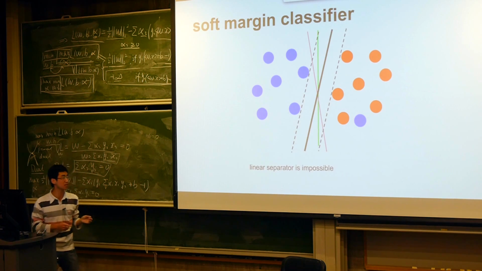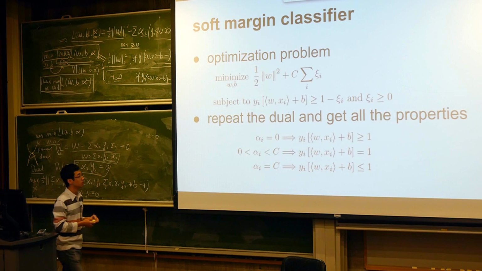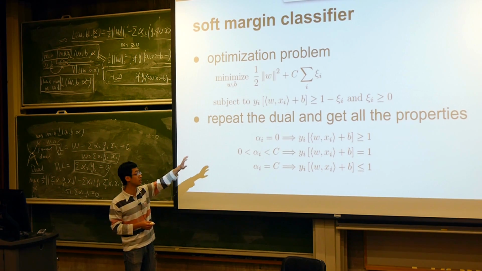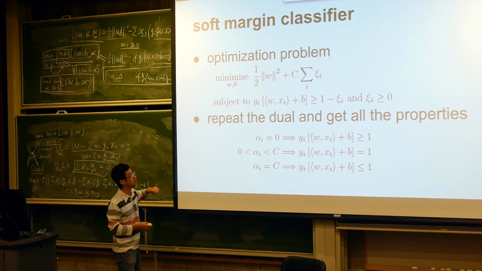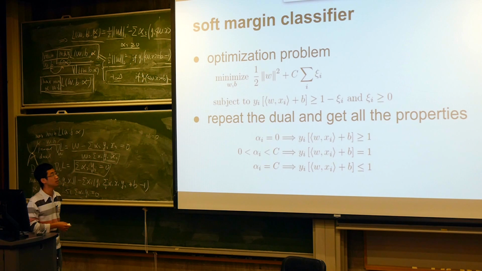So here we introduce a slack variable. We allow the constraint to be violated to some extent. So we introduce another variable, and we put a cost in the optimization problem, which we pay for not classifying accurately, and we get the soft margin classifier.